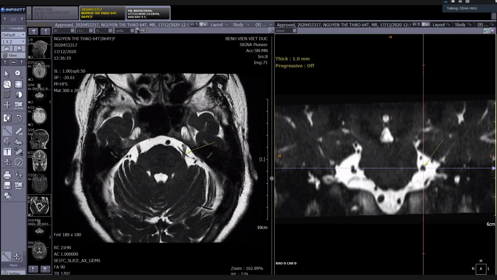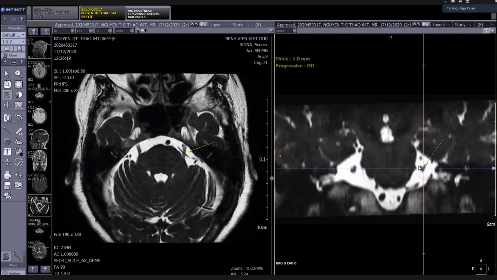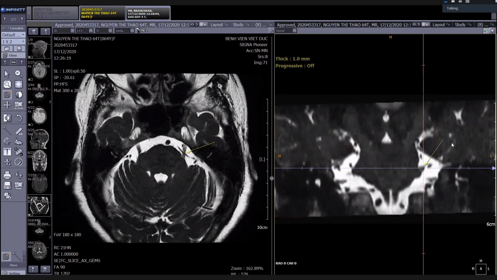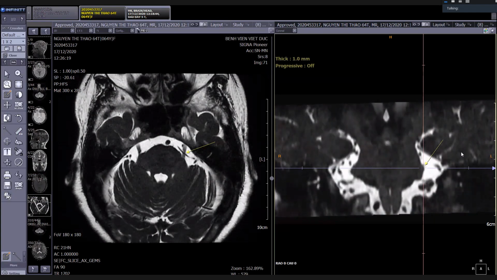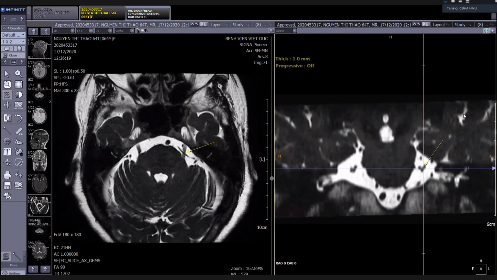What is this structure? Is it nerve or artery? This is a nerve between two vessels. Okay, this is nerve. And where are the vessels? This is AICA. And it is, I don't know, maybe SCA. You know that the SCA is the most common cause of neurovascular conflict. The SCA.